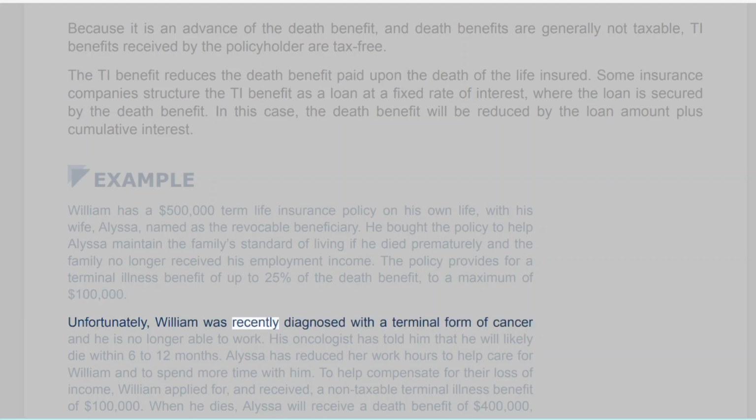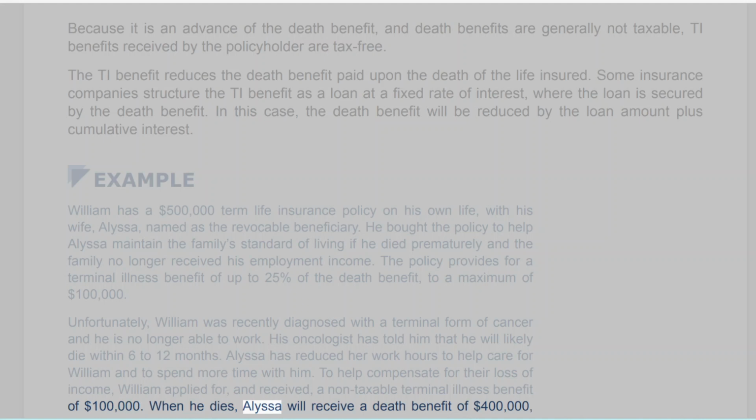Unfortunately, William was recently diagnosed with a terminal form of cancer and he is no longer able to work. His oncologist has told him that he will likely die within 6 to 12 months. Alyssa has reduced her work hours to help care for William and to spend more time with him. To help compensate for their loss of income, William applied for, and received, a non-taxable terminal illness benefit of $100,000.